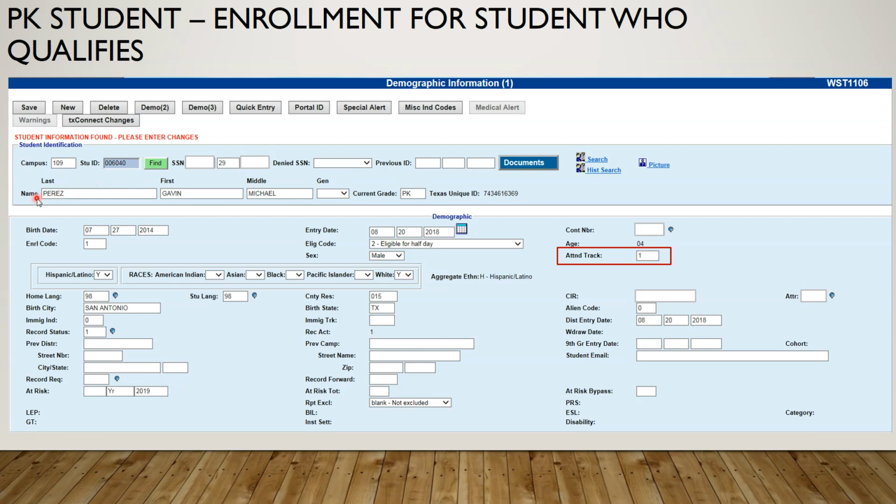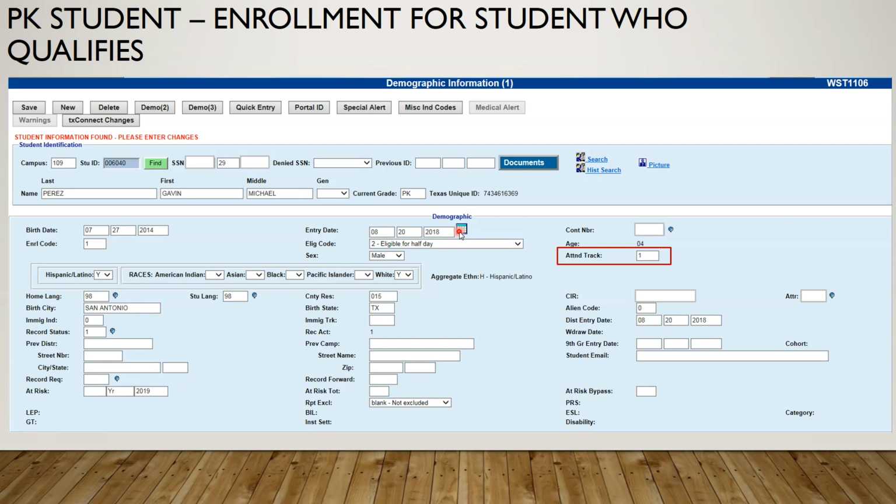Next would be the student's last name, first name, full middle name on the birth certificate, a generation code, their grade level pre-K, in reference to the social security and the date of birth and the name on the student. Make sure that you get this information directly from the documentation that's provided to you. So that would be a social security card or a birth certificate to get their name and date of birth.